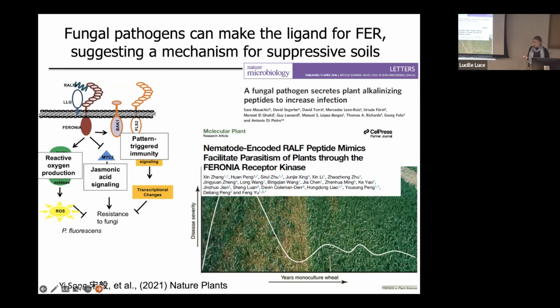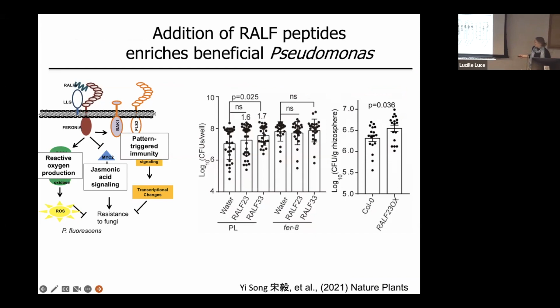And so we asked if just adding RALF-peptides, the ligand for FERONIA, was sufficient to recruit Pseudomonas. We did this in a couple of ways. First, we tried adding exogenous RALF-peptides. As you can see, there are at least 33 of them, so there's a lot. We just picked a couple that had been implicated in immune signaling and in fungal pathogens. But we got a small but significant increase in Pseudomonas with one of them, RALF-33 here. And this was dependent on FERONIA, so you don't see the increase in the FERONIA mutant.